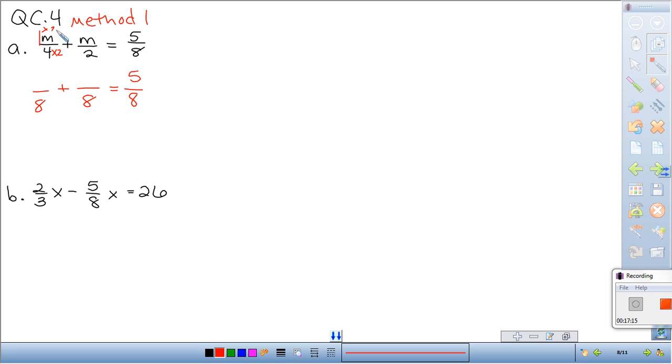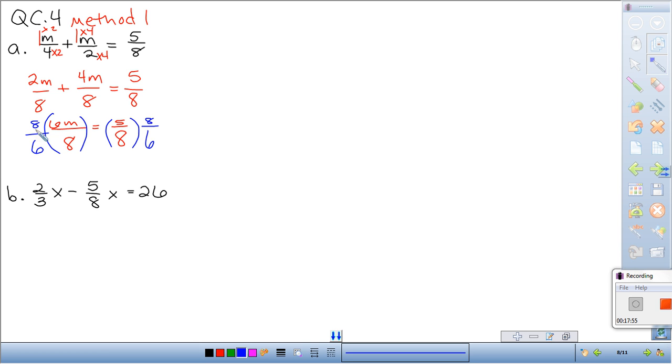1 times 2 would give me 2, so 2m. Same thing here, imaginary 1. 2 times 4 would give me 8. 1 times 4 gives me 4m. And then we combine like terms. 2m and 4m gives me 6m divided by 8 equals 5/8. Remember that we got common denominators here so that we could add our fractions together. And then we have a fraction times our variable. So we have to multiply by the reciprocal. Remember, this is a special case. Even though it's multiplication, we still multiply to undo it.